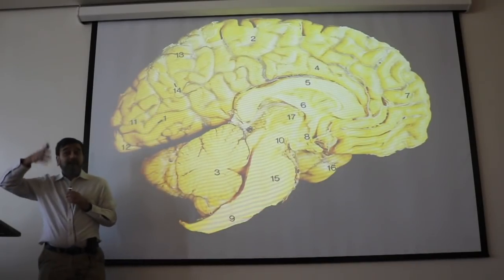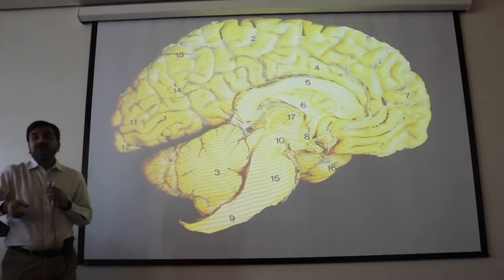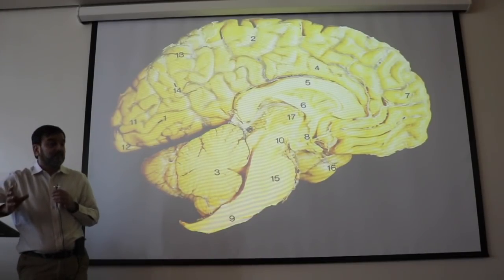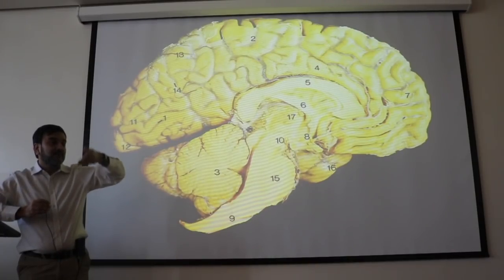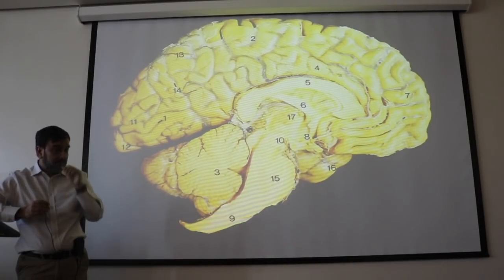Why does it move up and down? Because in the subarachnoid space you have the major blood vessels of the brain, and when they pulsate, they move the CSF around, or circulate the CSF around the brain.